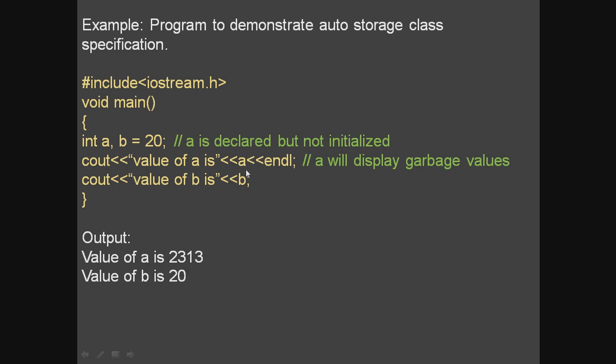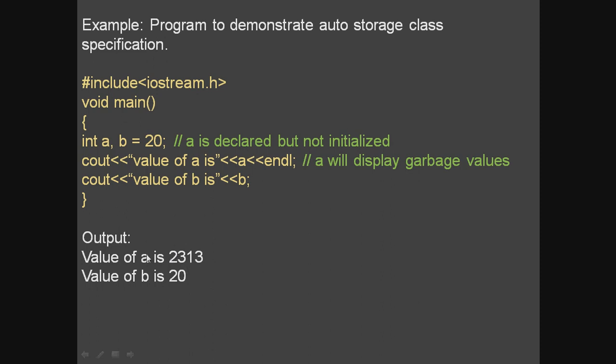But in the case of a, no value has been assigned, right? No value has been assigned. But since the compiler is forcing the cout output stream to display what is in this variable a, what will happen is that a will display garbage values, that is a random integer value, because the variable a is declared as integer, right? So a random integer value will be displayed on the output screen, which is this.